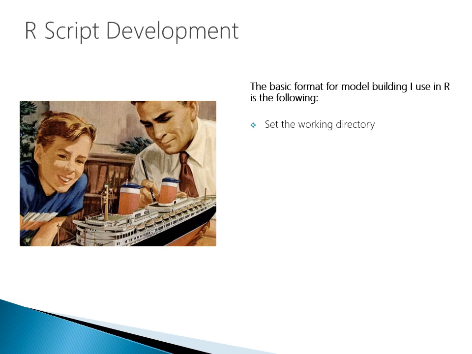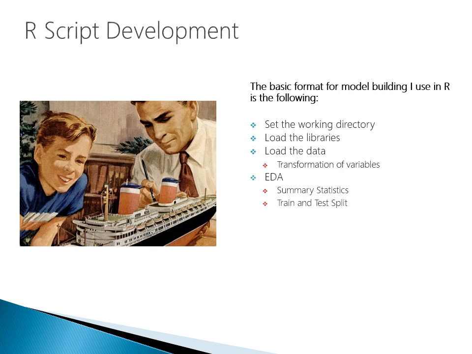When building an R script, the basic format for model building that I use in R is the following. First and foremost, I set my working directory. I then load the libraries that are going to be helpful for the task at hand. I bring the data into R, and then much like the data step in SAS, this is where I can go about my transformation of my variables. I then dive into the topic of EDA, which in our next presentation we will jump into in detail, so I will save that for later.